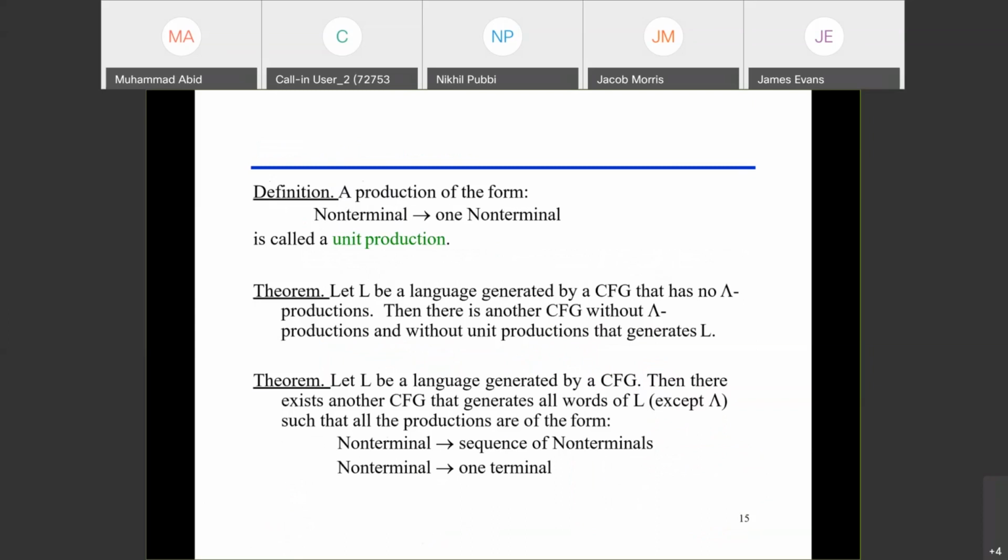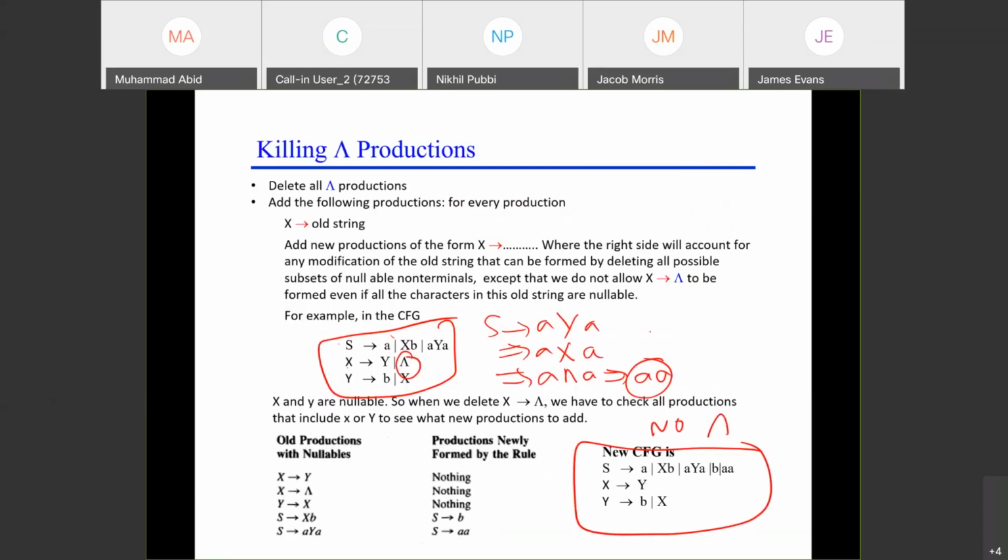A production of the form where you have a non-terminal and it can be replaced by one non-terminal is called a unit production. So you have A, it can be replaced by B. This is a unit production. So one non-terminal can be replaced by exactly one non-terminal. So X can be replaced by Y. This is a unit production. So these kinds of productions are called unit production, exactly one non-terminal. Okay. So now if you see this in the previous grammar, this one and this one are unit productions. Okay. So these are the unit productions.